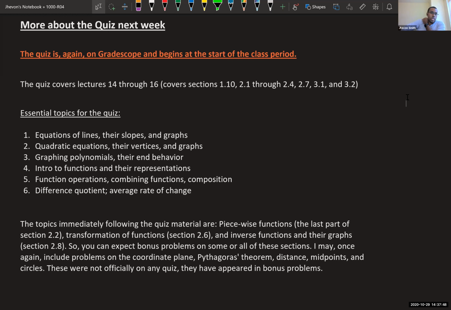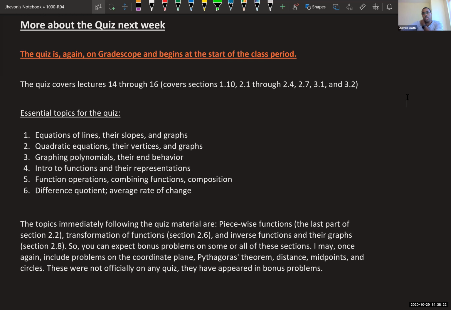Okay, as for the topics that you want to focus on, equations of lines and their slopes and their graphs, I assume by now we're all good with those. You've also seen a couple of those on bonus problems, and in general, students are kind of okay with those. We also go further in with quadratic equations. So you should know how to solve quadratic equations, how to find vertices of quadratic equations, how to graph quadratic equations. So that's the second thing. Also, we did talk about graphing general polynomials and finding their end behavior and that sort of thing. Should be good with that.